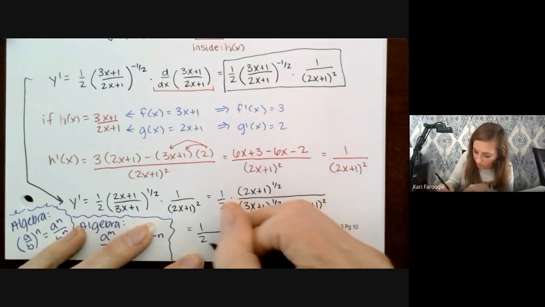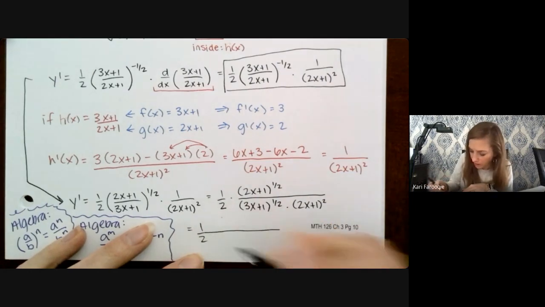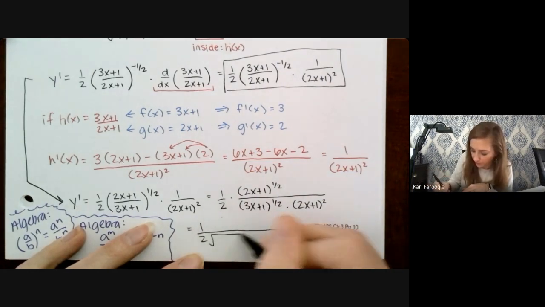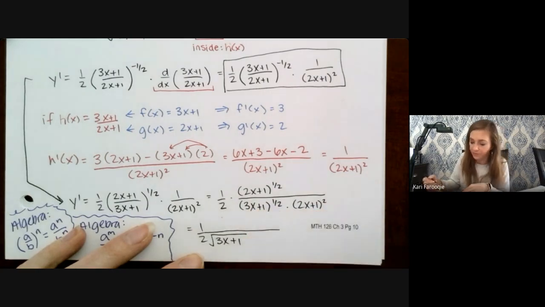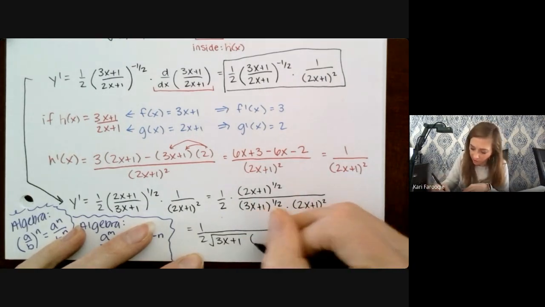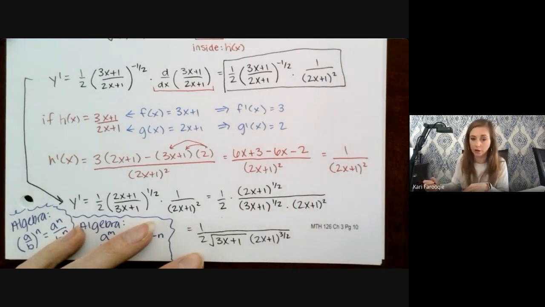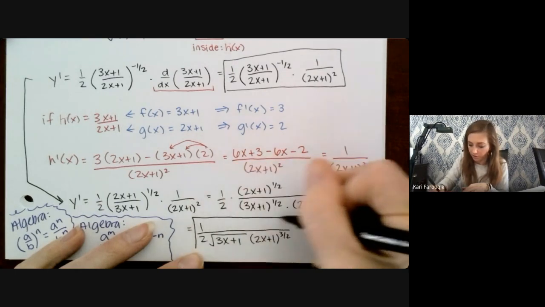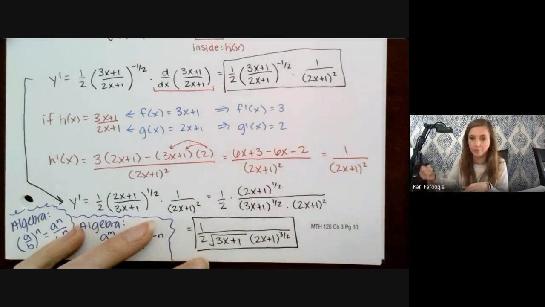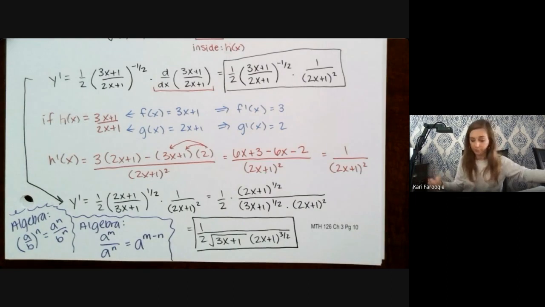So this is going to be the square root. If you want to write it as a radical, fine. If you don't, leave it as 1/2 of 3x plus 1. And then in the denominator now, I'll have 2x plus 1 to the 3/2 power. This is your simplified derivative. I know, it seems so crazy, but it's not crazy. It just took a little bit of work to get there. It wasn't even a lot of work. It's just a couple of algebra rules.